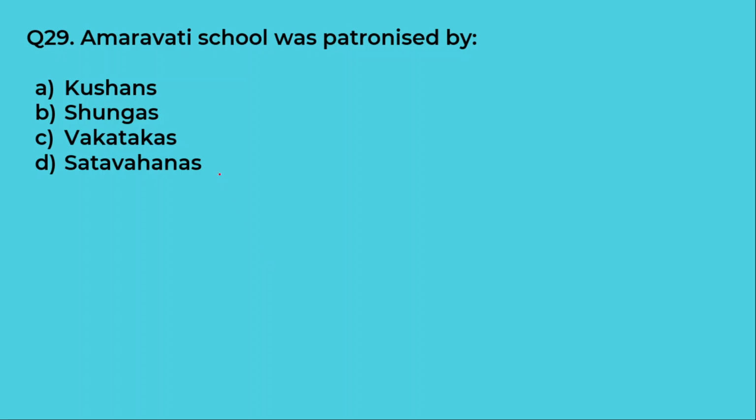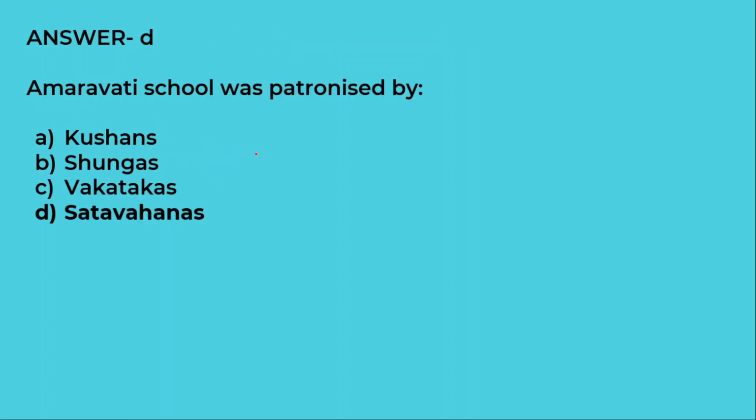Question 29. Amaravati school was patronized by Kushans, Shungas, Vakatakas or Satvahans. Pause the video, solve the question. I am telling you the correct answer. The correct answer is Satvahans. The Amaravati school was patronized by Satvahans.